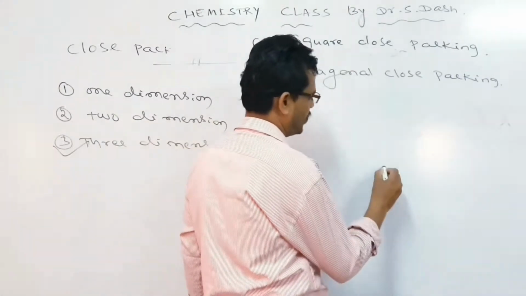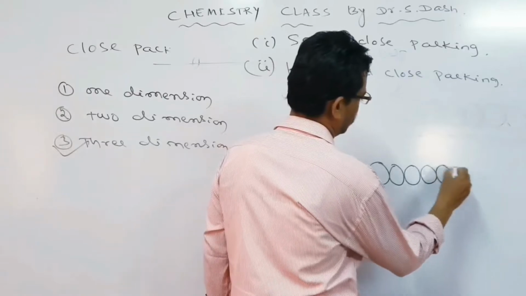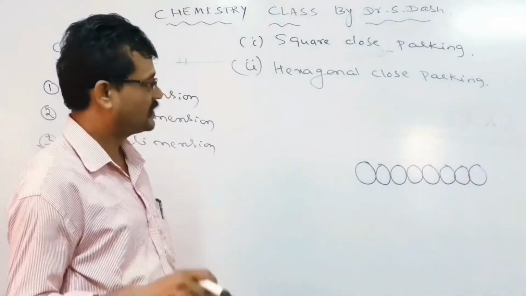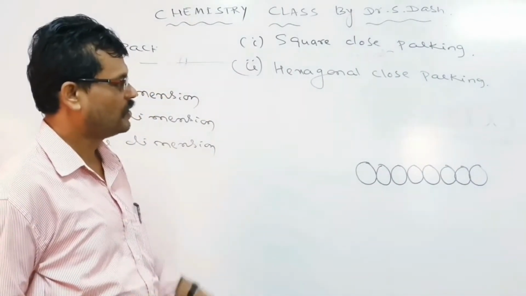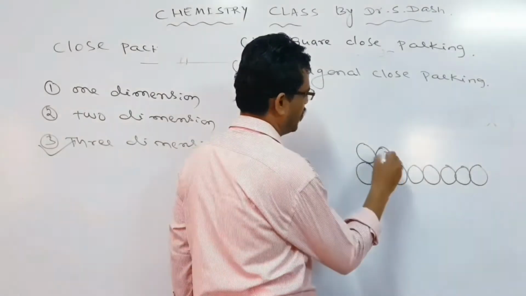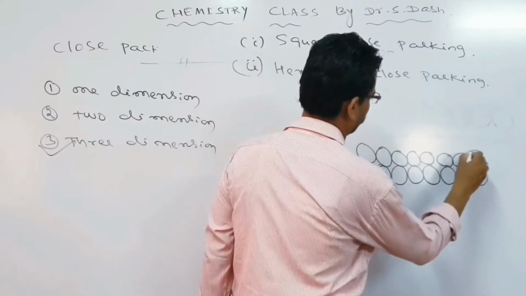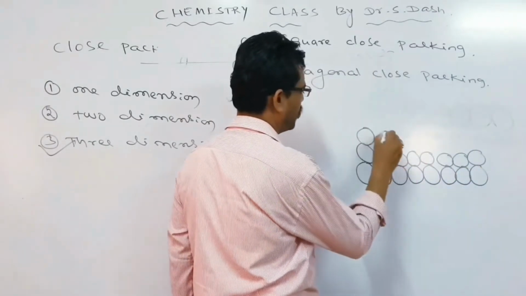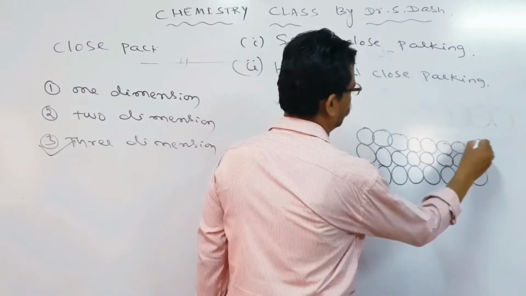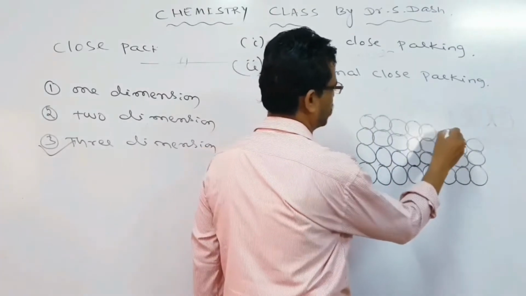Let us look here. In square close packing, the spheres are present in one line, and the second layer is exactly above the first layer. Like the first layer, the second layer continues, the third layer continues above that, and the fourth layer continues above that. A similar type of arrangement is obtained.